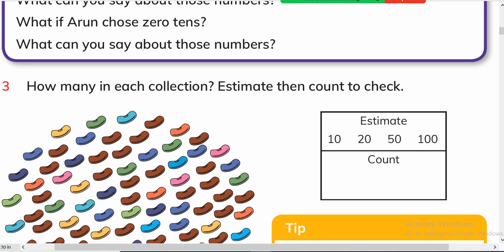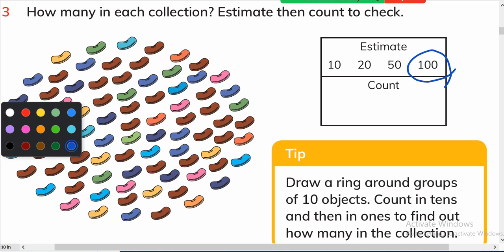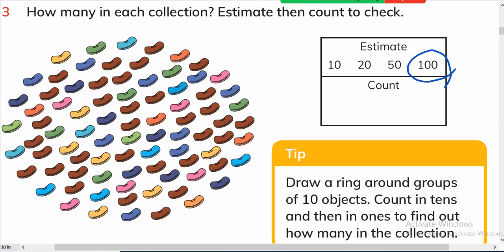How many of each collection? Estimate, then count to check. My estimate is above. I think it would be something between 50 and 100, like 80, or if I have to choose the estimate I will circle 100. And I think it would be a waste of time to count all the beans right here. But okay, let's count if you want to see how many there are.